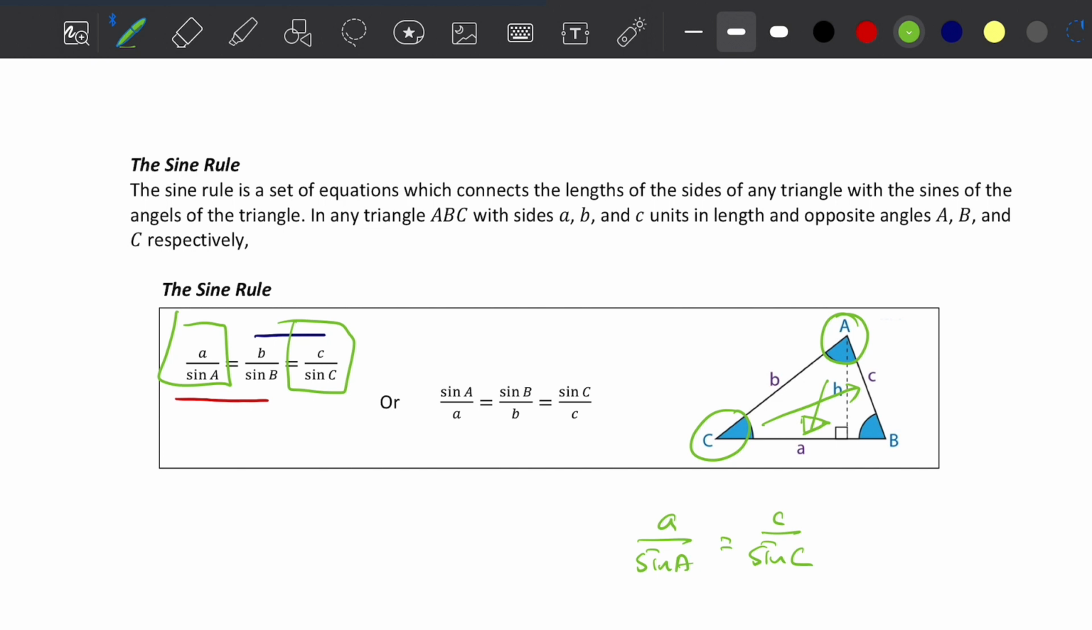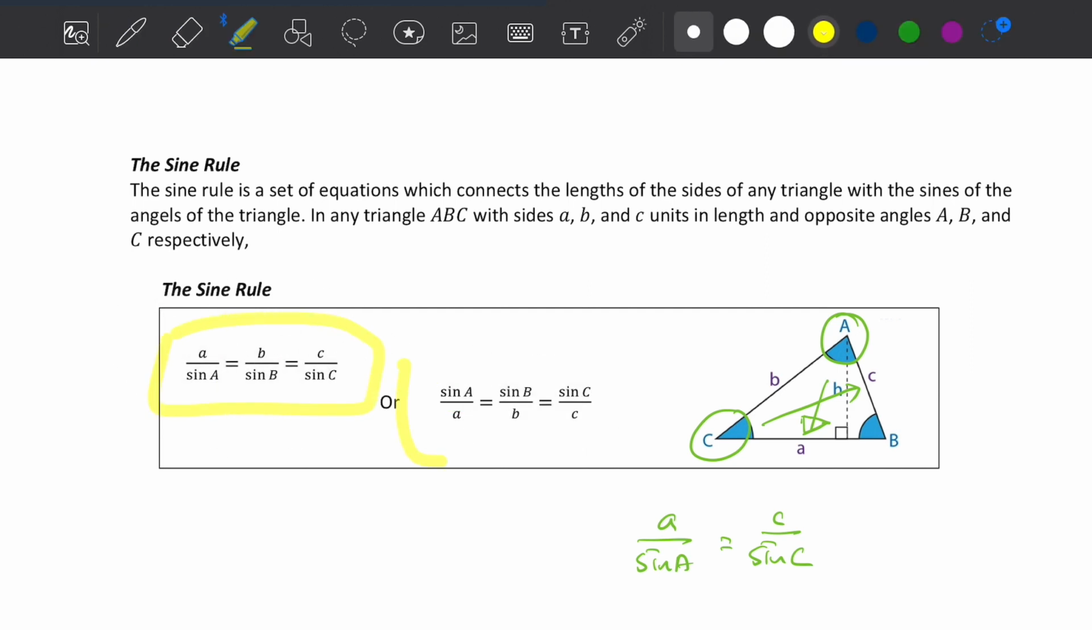Or you can put the sines of the angles as the numerator and the sides as the denominator. It doesn't matter which equation you use, because they are the same thing. And these formulas are all in your formula booklet.